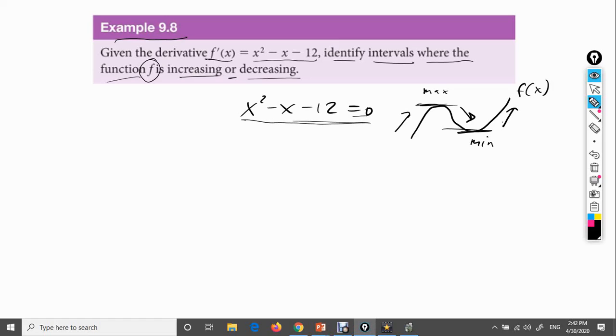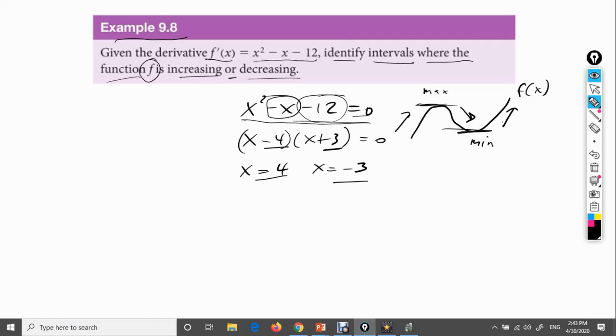Well, you can factor, because this is the same as saying x minus 4 times x plus 3. How do I know that? Well, negative 4 times 3 equals negative 12, and negative 4 plus 3 equals negative 1. So that tells me that this has to be the factorization of that function. If you can't do it this way, remember you can use your calculator, right, to find these values for x. So we're going to get that x equals 4 and that x equals negative 3. So that means that at these points we have either maximum or minimum for the graph of f of x.